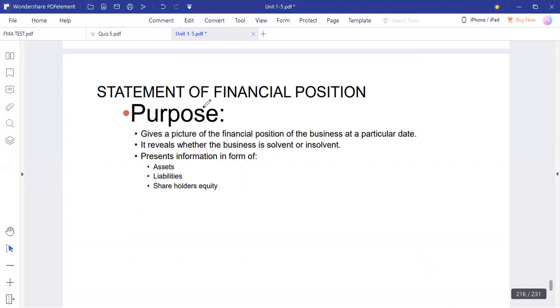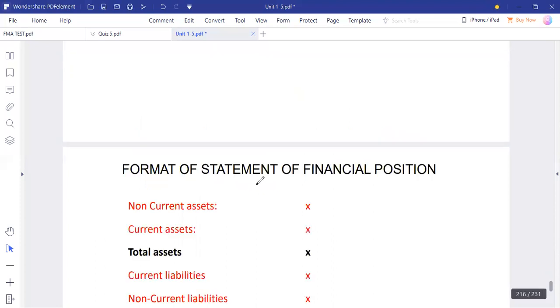Then when we go to the balance sheet, the main purpose is to give the picture of the financial position of the business as at a particular date. So this balance sheet actually reveals whether the business is solvent or insolvent, because it presents a firm's resources in terms of the assets, liabilities, and the equity from the shareholders.